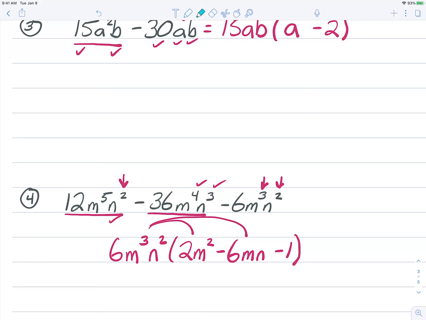If I just double check my work, 2, 6, and 1, the highest number I can divide them all by is a 1, so that really doesn't do anything. They don't all have an m inside of parentheses, and they don't all have an n inside of parentheses, so that is fully factored with the GCF.